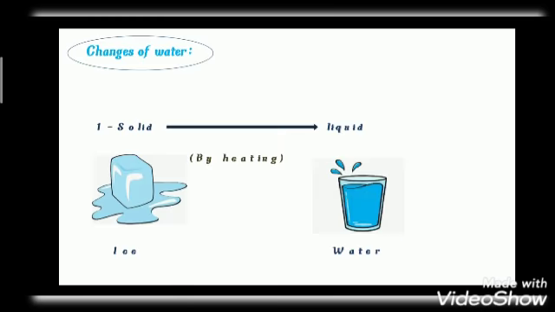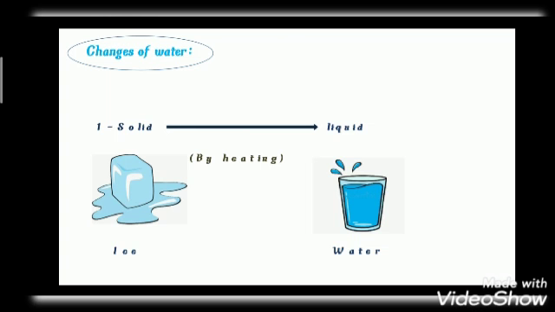Super. Now I will talk about the changes of water. We have 4 changes. Junior 2, now I will ask you, if we have a cup of ice and lift it on the table, what do you see? Ice will be water, yes or no? Yes. So, when we change from ice to liquid, we make heating.